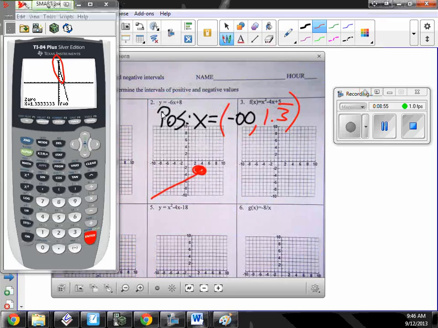All right, how about my negative interval of x's? 1.3 repeating all the way up to infinity. And that would be the bottom portion of that graph. And 1.3 repeating is neither positive nor negative because it's 0. All right?